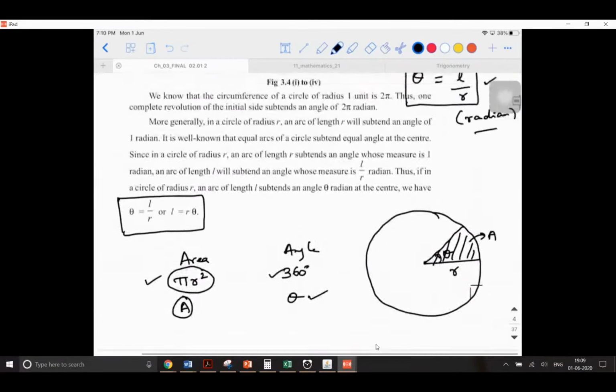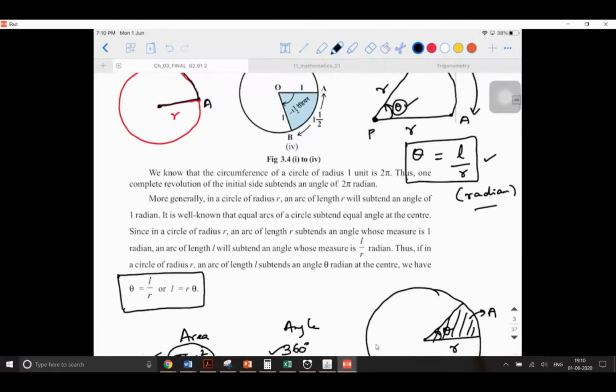The only point I want to be clear in your mind is theta has something to do with the length of the arc only, because the radius of the circle is fixed. What is going to change as the value of theta is changing? It is only the length of the arc.